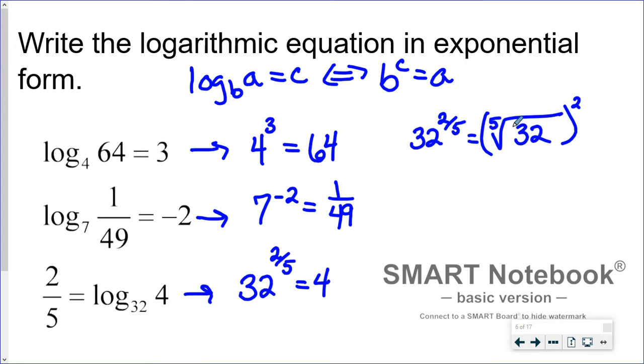But in this case, I think it's easier to put it outside because we can find the 5th root of 32. So what can you multiply by itself 5 times to get 32? That's actually 2. Then we still have our squared. Well, that equals 4. So yes, you can see that this is a true statement.